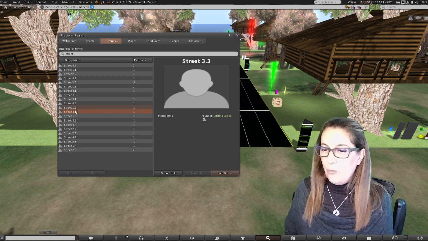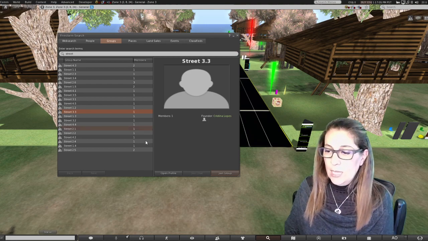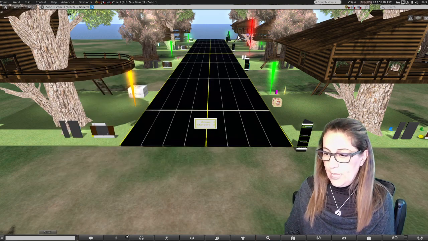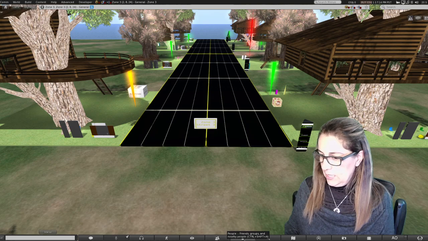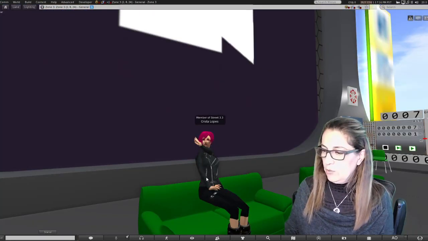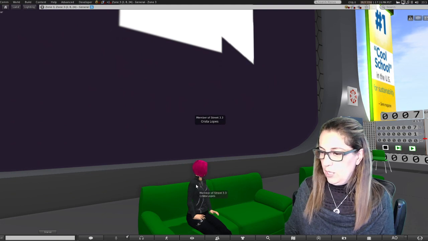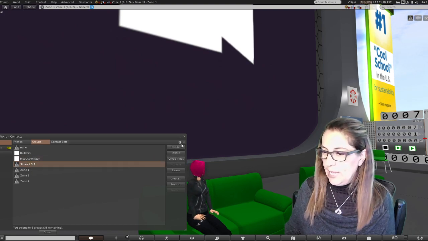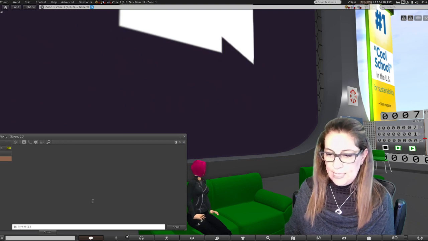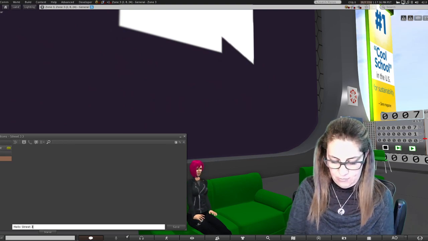Anyway, once you are in this group, and everybody in the street is in this group, and if you are logged in at the same time, you can all chat with each other by going like this. The easiest thing to do with groups is go here on your own avatar, and then you say groups. And this is all the groups that I belong to. So for group street 3.3, then I can IM/call. I say IM and say hello, street 3.3. Anyone here?